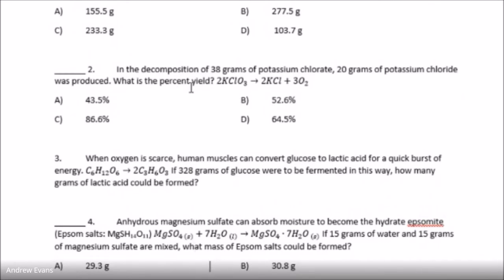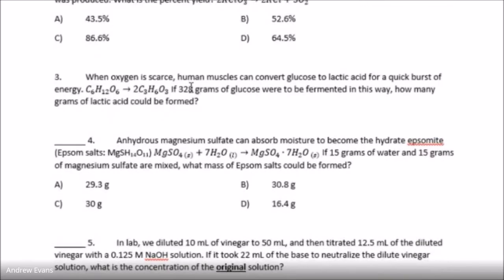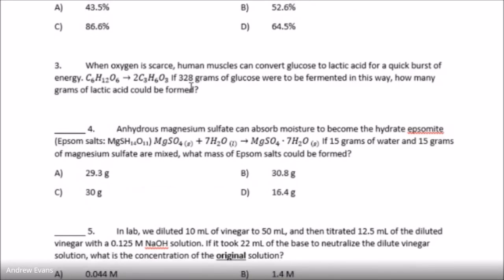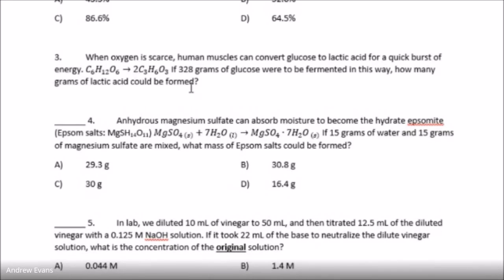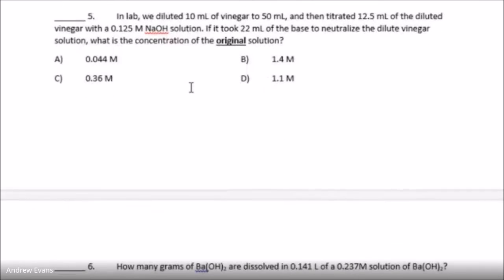Some of them are a little tricky, but they're actually rather easy if you know how to do it. I might do 1 or 2 of these problems. We'll see. We got a few minutes. Anhydrous, limiting reactant, 15 grams of water, 15 grams of magnesium sulfate. How much of this Epsom salt can we form?